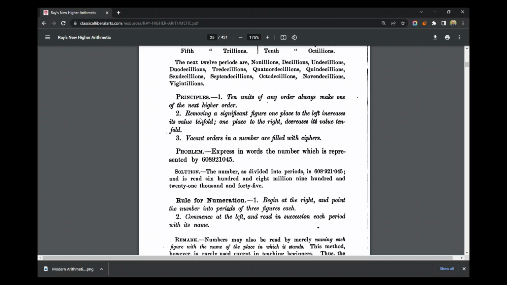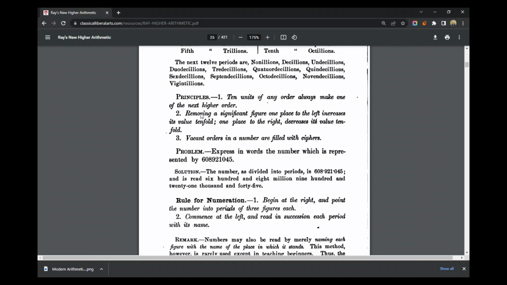Principle 2, removing a significant figure 1 place to the left increases its value tenfold. And removing a significant figure 1 place to the right decreases its value tenfold. It's important to explain here what removing means, because in modern use, when we use the word remove, we mean to get rid of something, like to remove stains from your clothes means to get rid of them. That's not what removing means here, and it's going to make this principle confusing if you don't understand. Removing here just means moving.